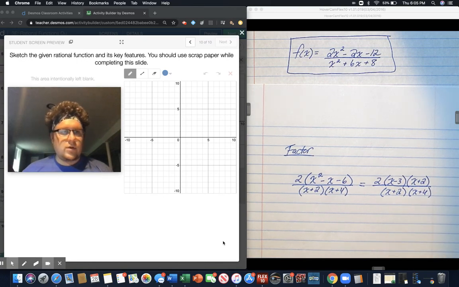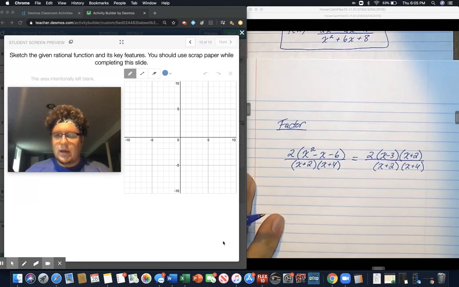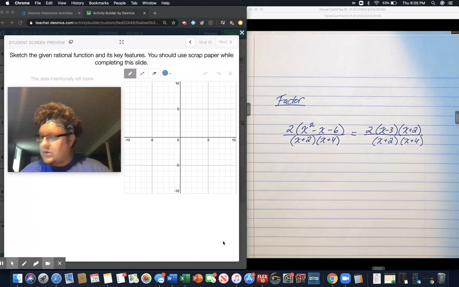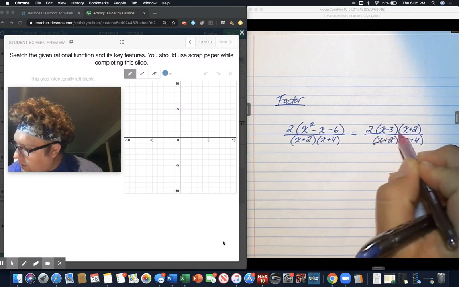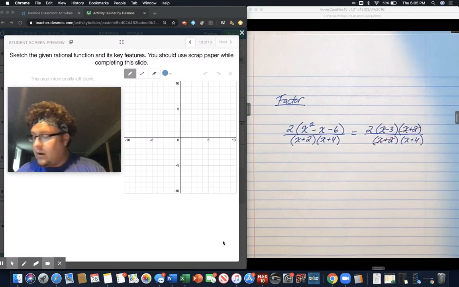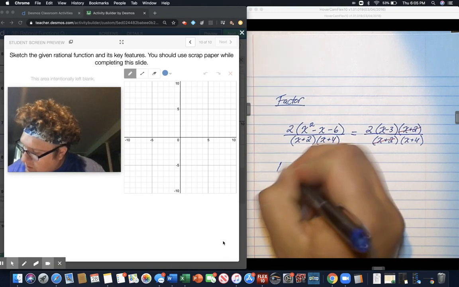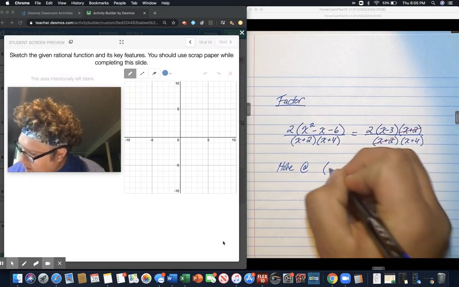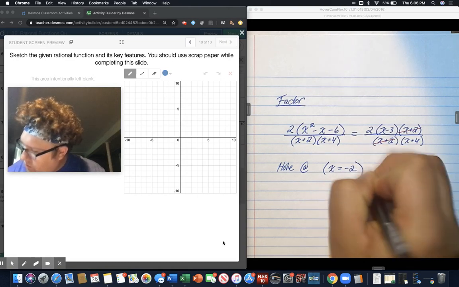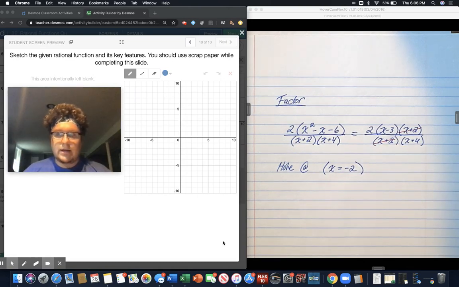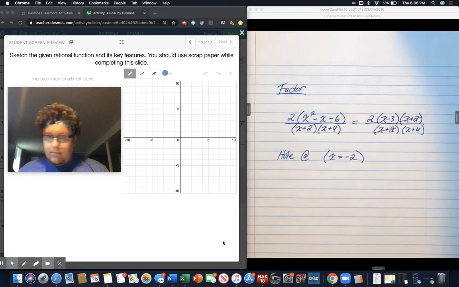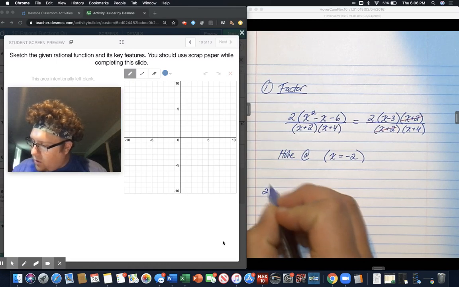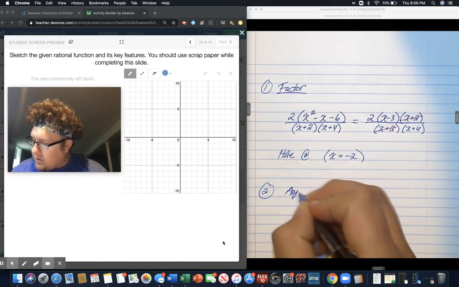So one thing that you probably notice right now is that we can get rid of our factor x plus 2, right? So we're going to just do that very lightly because we need to remember that it's there. So we'll just say there is a hole at x equals negative 2, and we'll take care of that in a minute. So that's the first step. Let's factor, right? That was number one. Number two, we are going to look for any of the asymptotes.